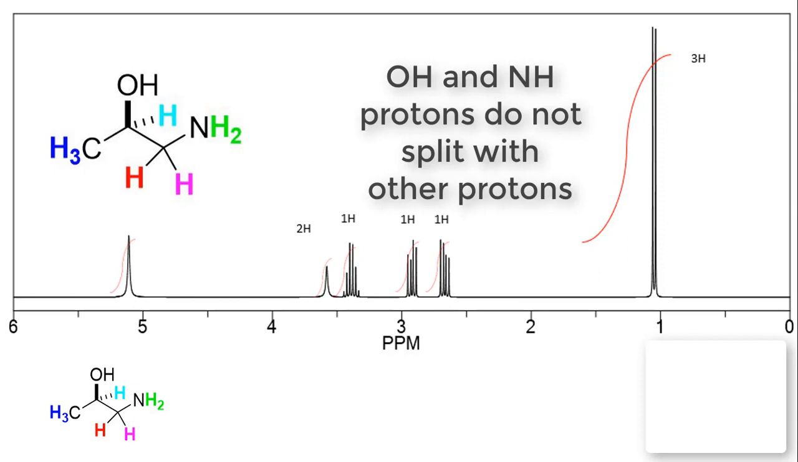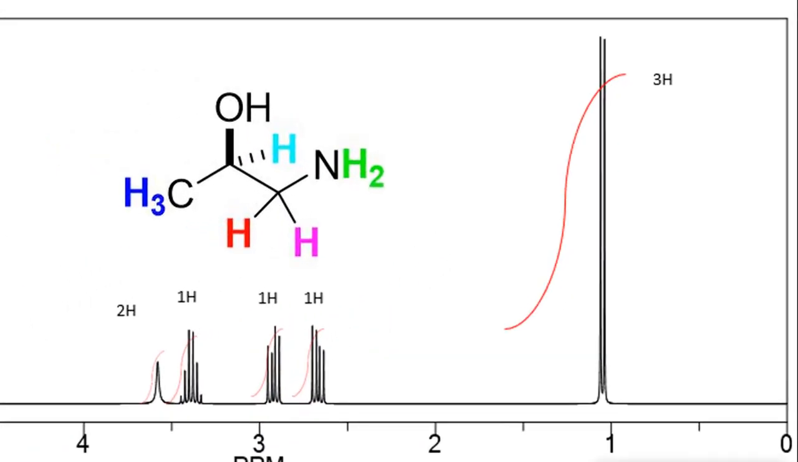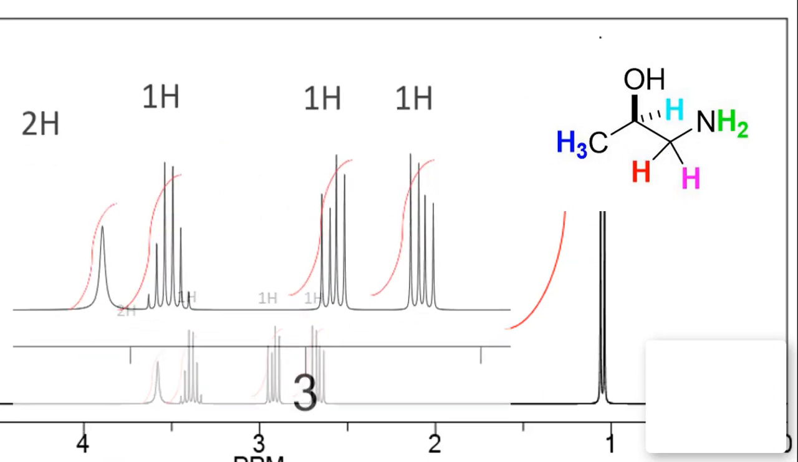Let's focus in on the doublet down at 1, and then the 3 signals here between about 2.6 and about 3.4. First of all, the doublet, notice it integrates for 3 hydrogens, so it corresponds to the blue CH3. And the reason it's a doublet is because it has 1 neighbor, that teal proton. So n is 1, and so that signal is going to be split into a doublet.